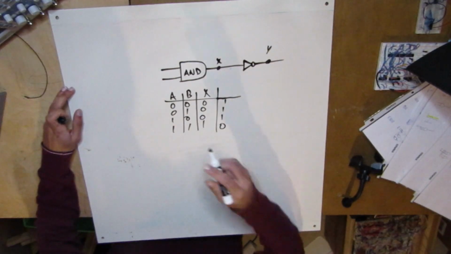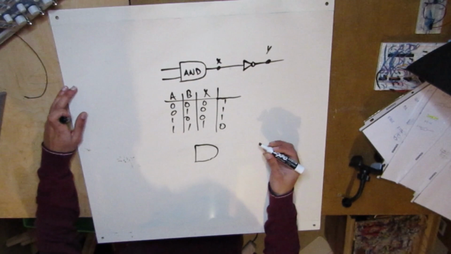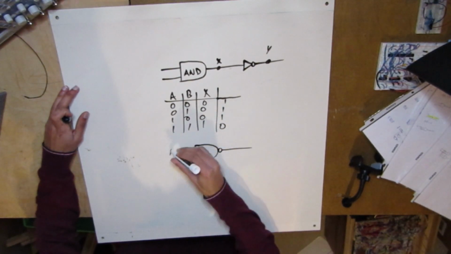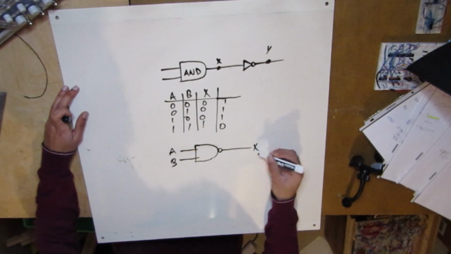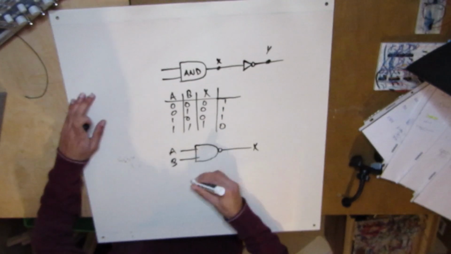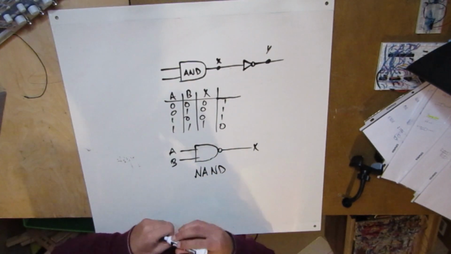We give this its own symbol. We just put the regular AND gate with a circle. It still has 2 inputs, 1 output. And what do we call this one? We call it NOT AND, or for short, NAND. But let me tell you something even better.